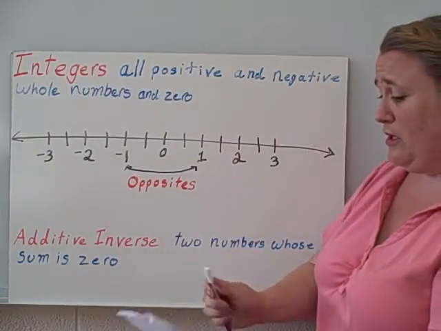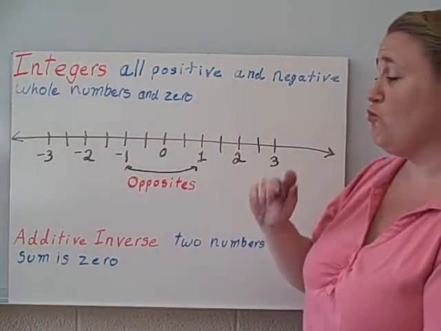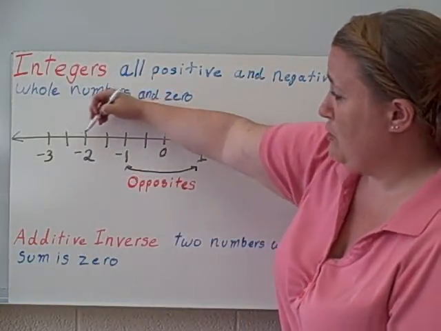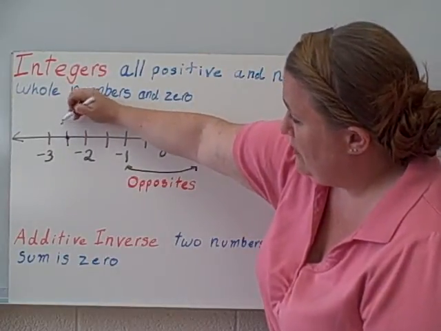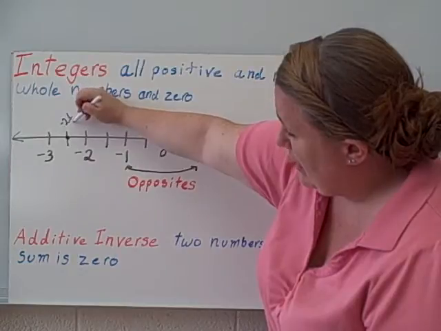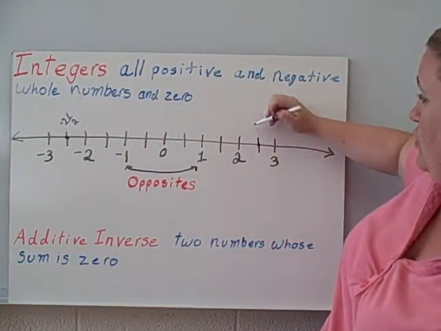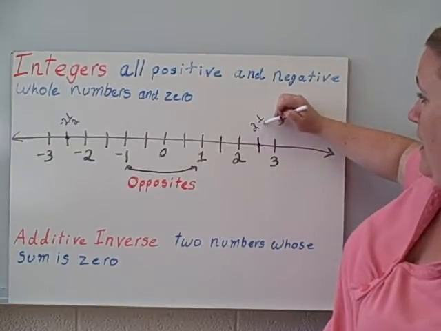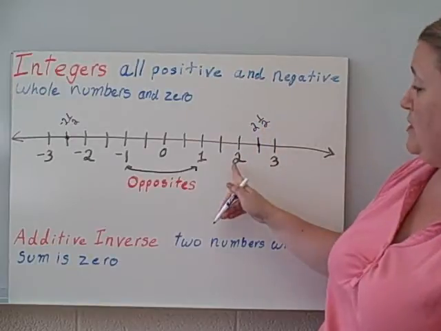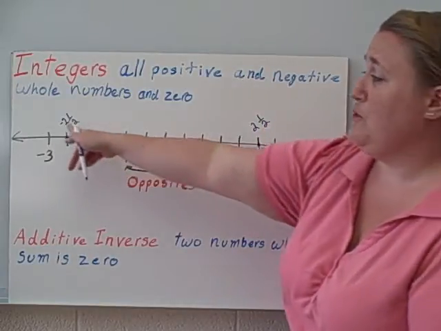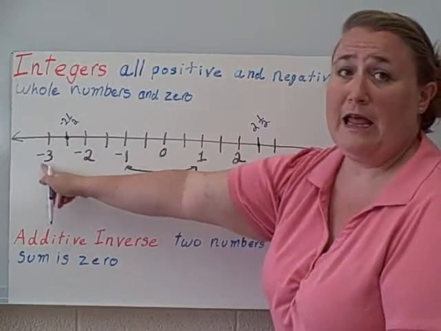We also can put opposites that aren't integers but are rational numbers. So something like -2 and 1/2 and +2 and 1/2. Now notice 2 and 1/2 is between 2 and 3. So -2 and 1/2 is between -2 and -3.